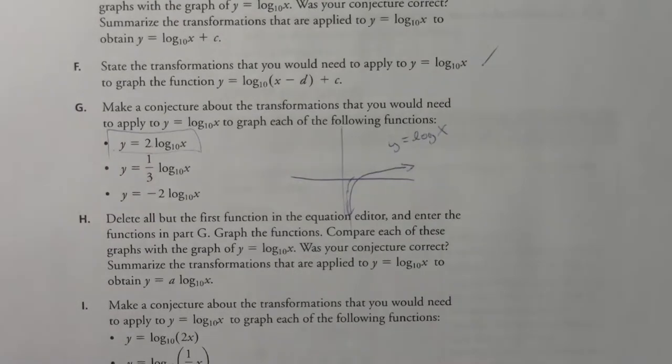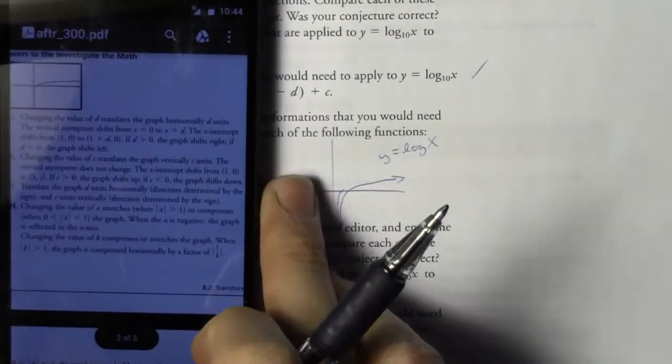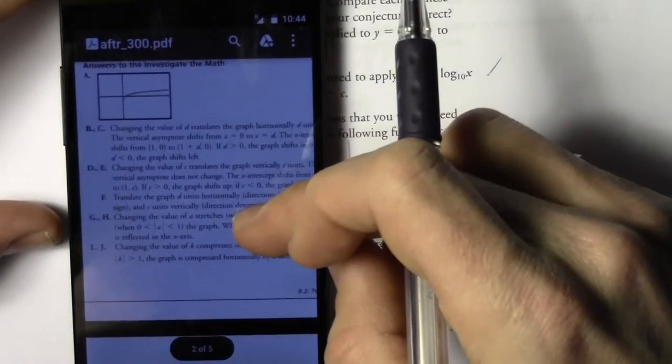Let's get a better graph of that one. Oh, they don't have a graph.